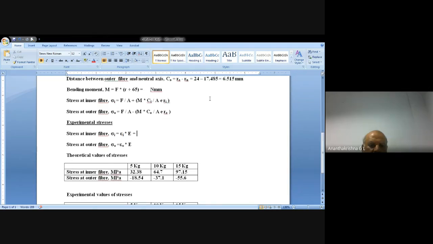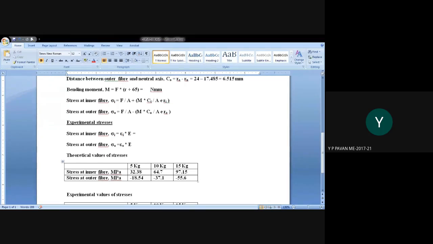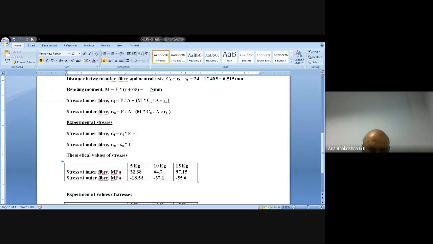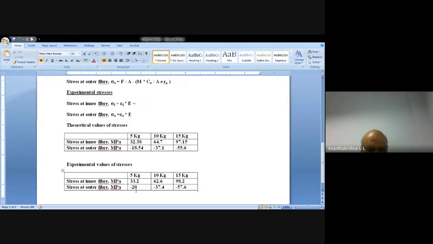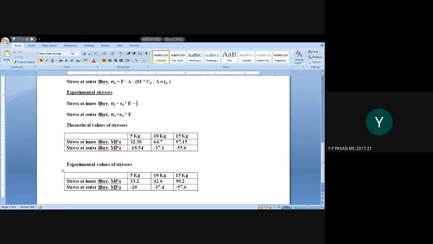What are the values you are getting? It is just multiplication of strain and Young's modulus. By Hooke's law, we know Young's modulus is equal to stress by strain, so stress is equal to strain into Young's modulus. What are the values? Pavan? 33.2 and minus 20, I'm getting, sir. Yeah, that's fine. Next.